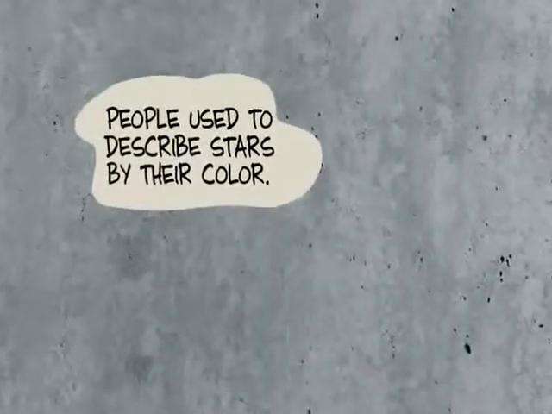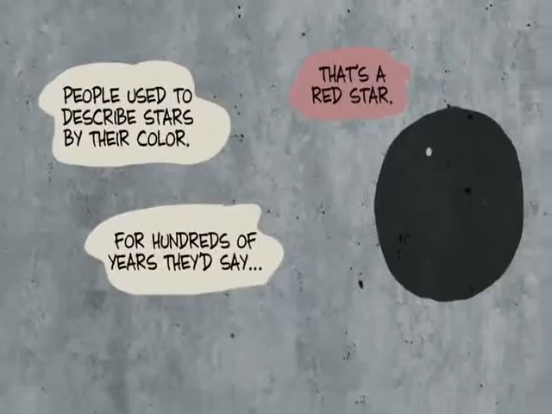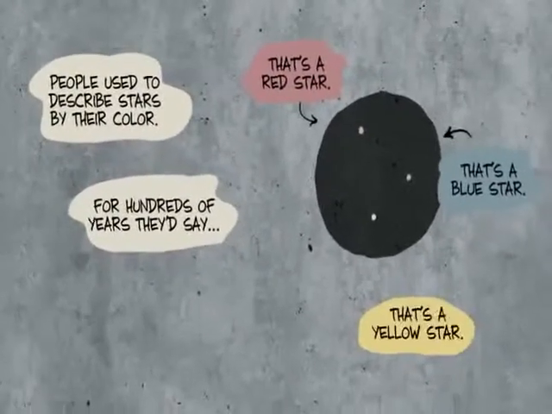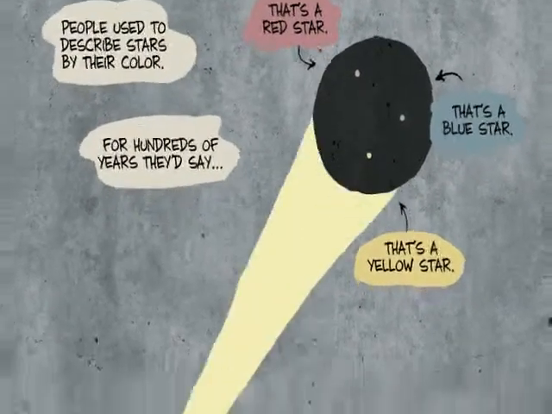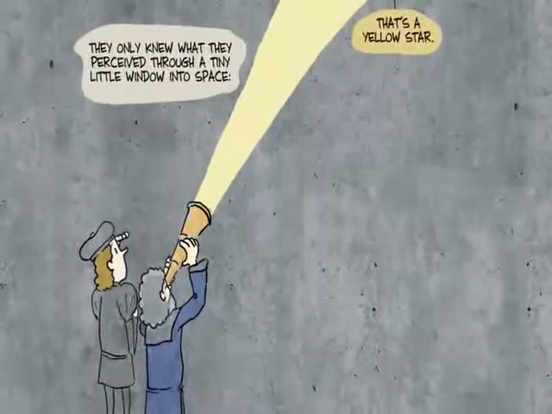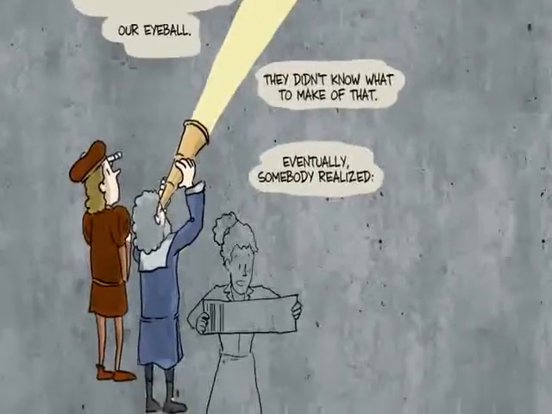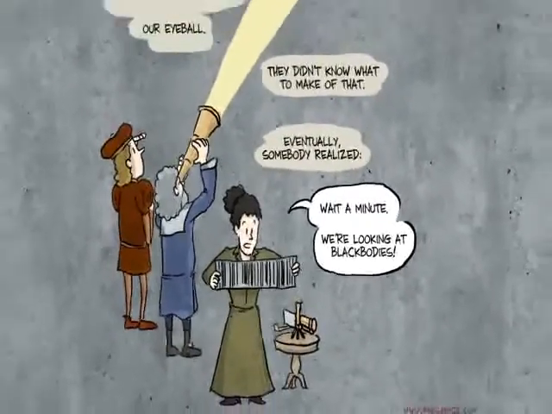People used to describe stars by their colors. For hundreds of years, they would just say, that's a red star right there, and that's a blue star over there, and that's a yellow star. They didn't know what they were talking about. They only knew what they perceived through this tiny little window into space, which is our eyeball. They didn't know what that was. Eventually, somebody realized, wait a second, we're looking at black bodies. Stars are black bodies.